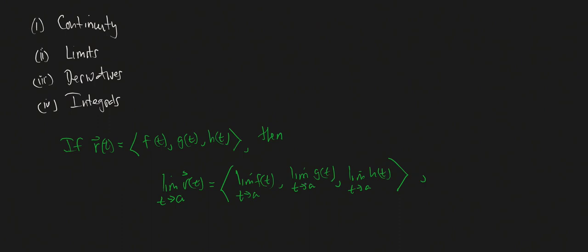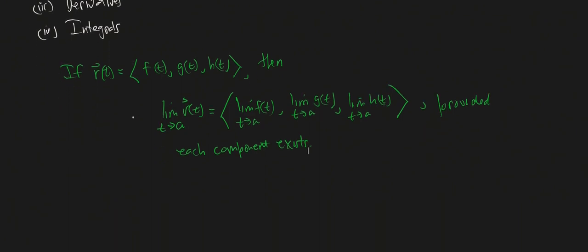If at least one of these components does not exist, then the overall limit of the vector function will not exist. So we'll just say provided each component exists. Right? So in a nutshell, what this means is we compute limits component wise. So we do it per component, and hopefully they will exist, right?